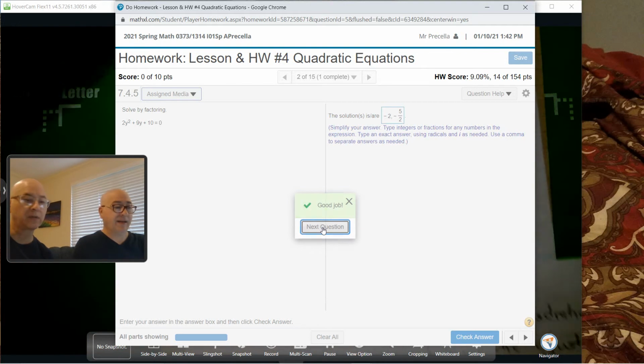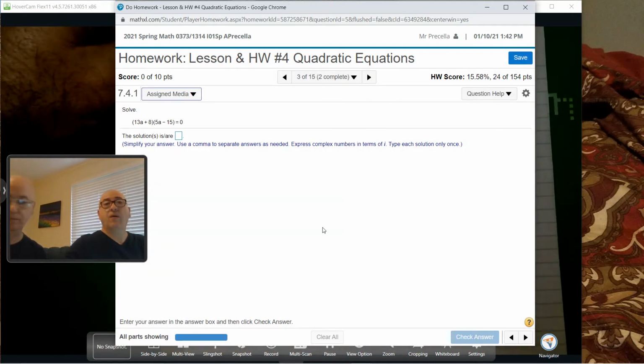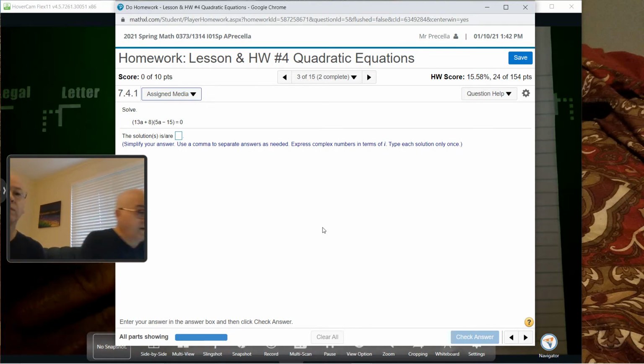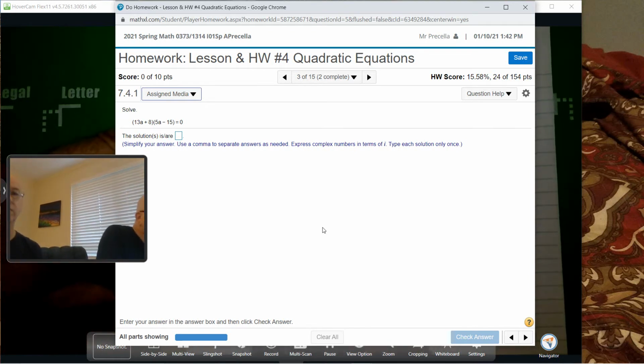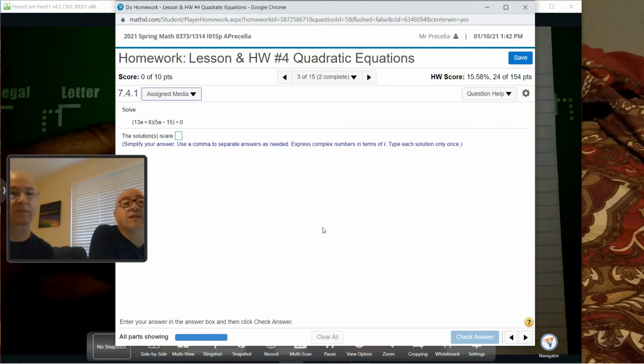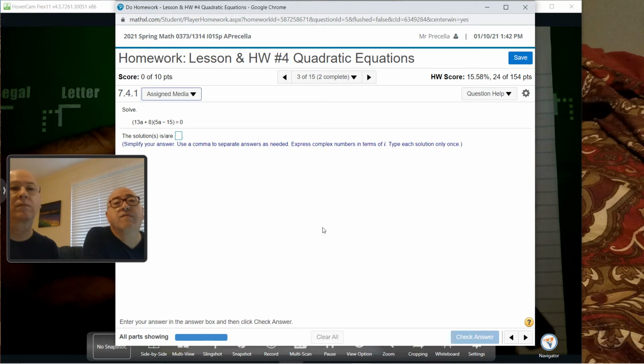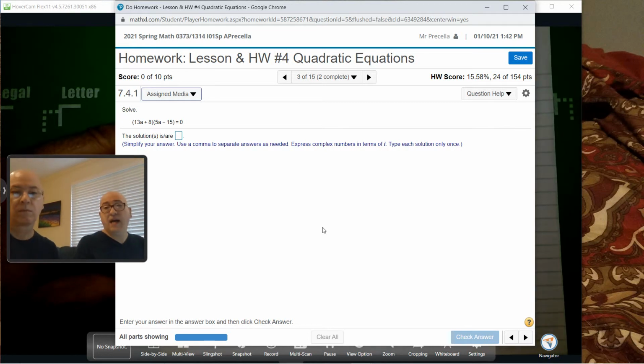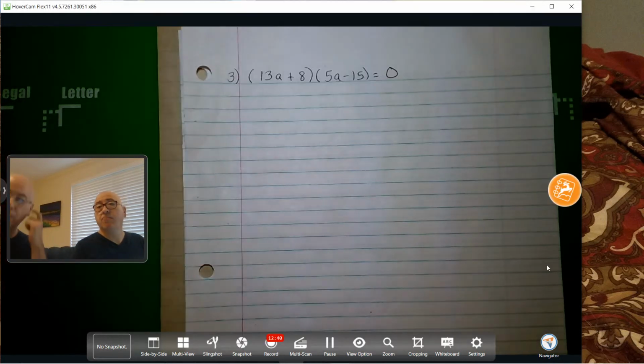Moving into the next. Okay, so. Oh, well, how the heck did this one get there? I don't think there's much to do on this one. Is that a 5a minus 15? It's already got the 0 on one side.